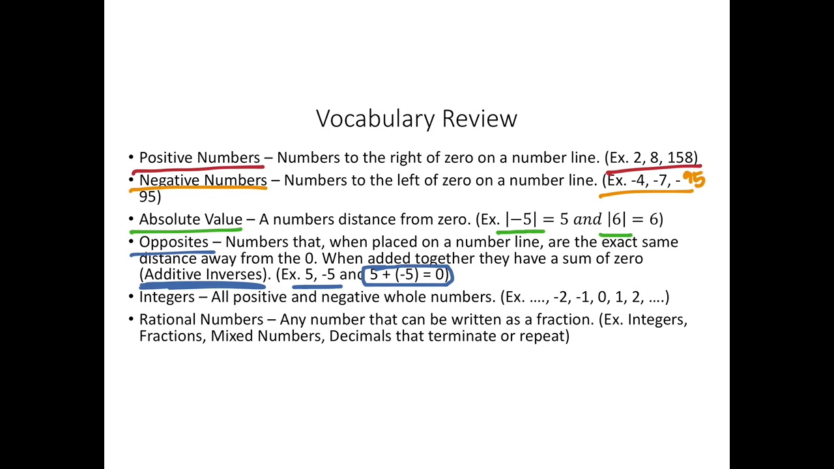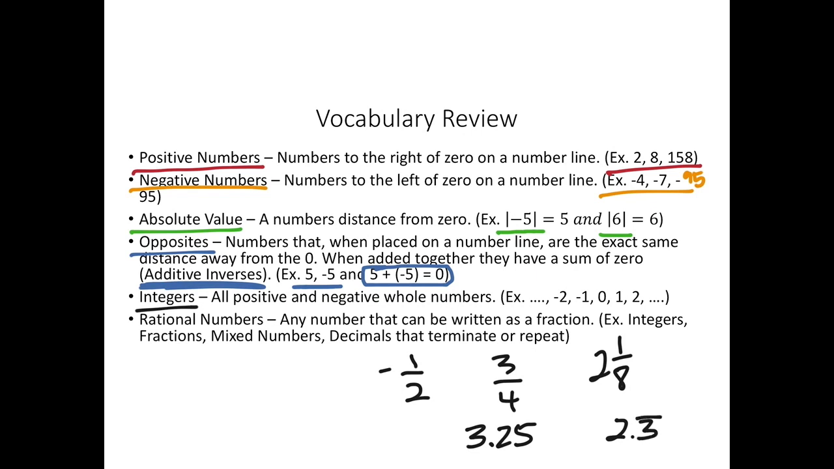Now let's talk about the types of numbers we're going to be looking at. We're going to be looking at integers, which are all positive and negative whole numbers. We're also going to be looking at rational numbers, which is any number that can be written as a fraction. So that's your numbers like -1/2, 3/4, 2 1/8, 3 25/100, 2.3 repeating, any type of number that can be written as a fraction.